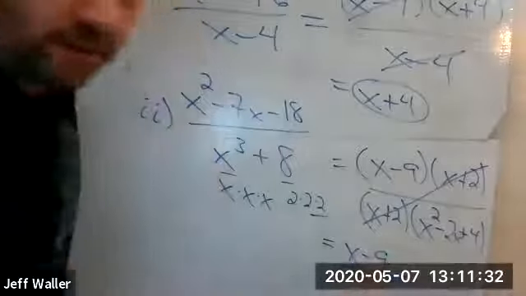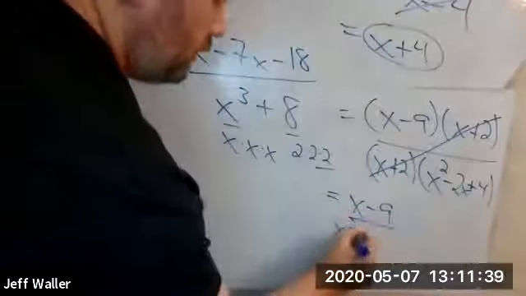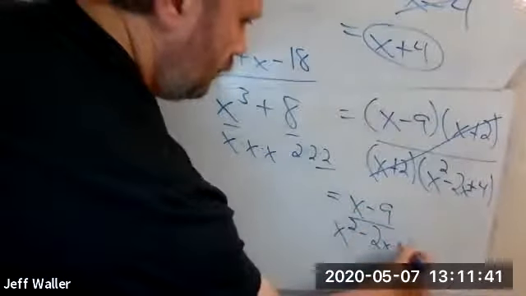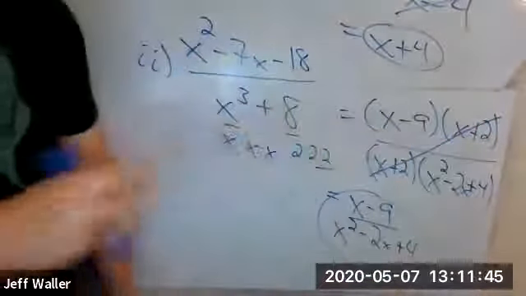Yes. So then what's left will be x minus 9 over x squared minus 2x plus 4. Those are the survivors. They survived. These guys kill each other.